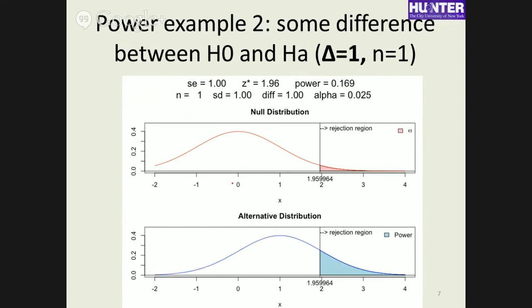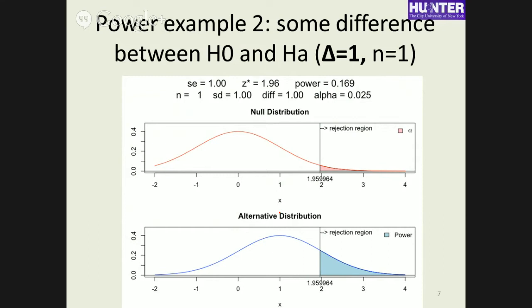Okay, let's look at another case here. Now, the alternative sampling distribution is not the same as the null distribution. It's shifted over. I added in a difference in the means of 1. Why did that happen? Different reality. This is a different experiment, a case where the null hypothesis is false.